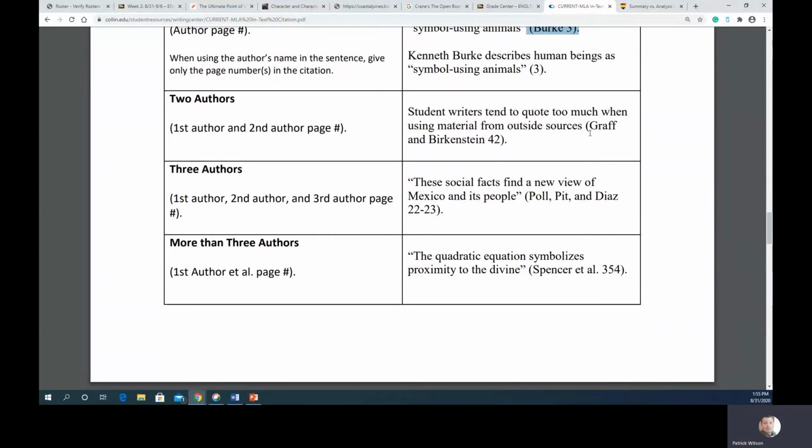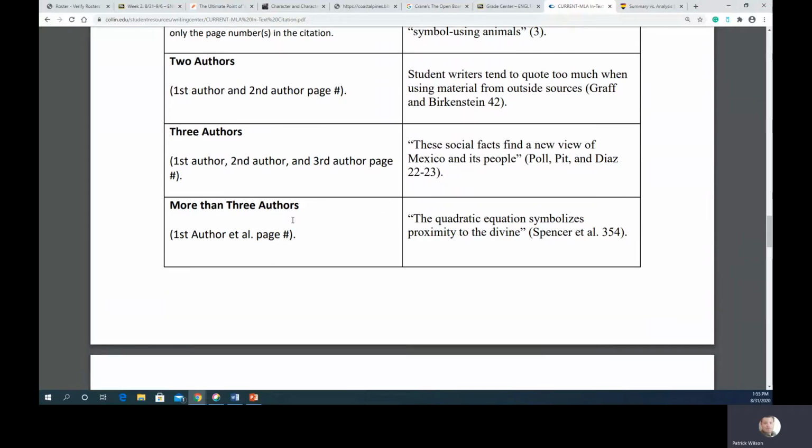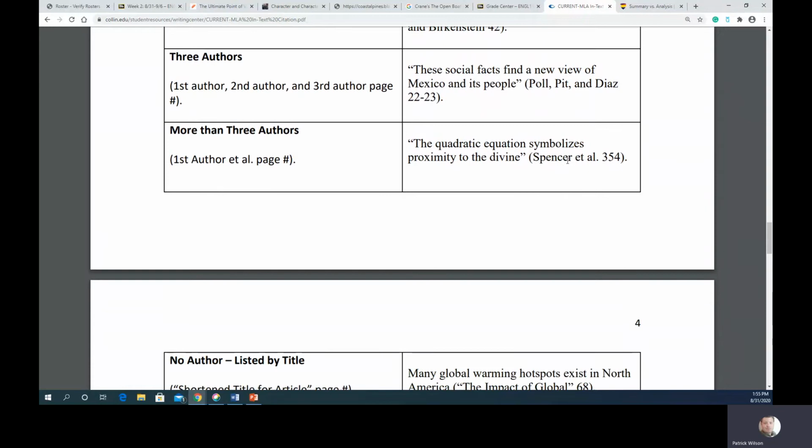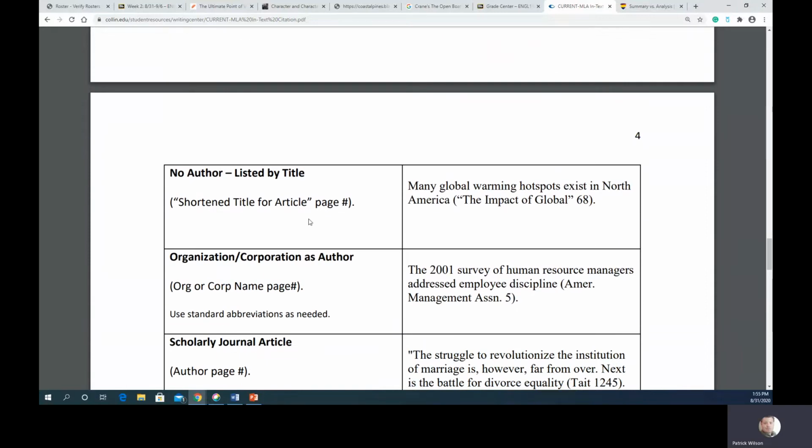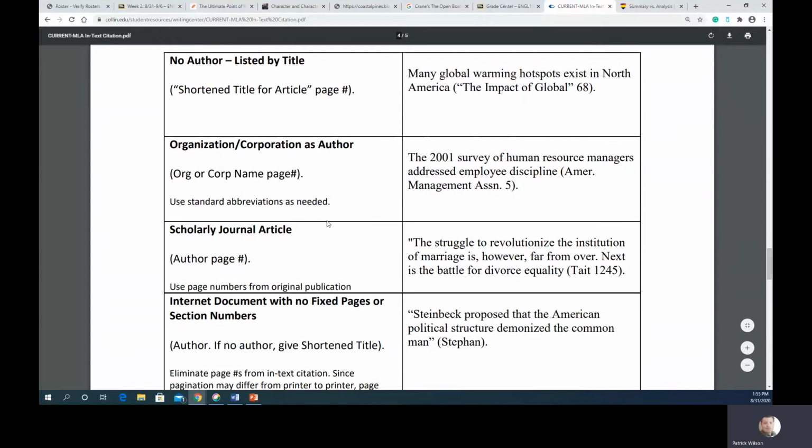If you have 2 authors, notice first author, second author, and page number, like we do here. If you have 3 authors, you list the 3 authors and the page number. If you have more than 3 authors, you mention the first author, then you use "et al." because that's talking about "and more." We know that there's more than 3 authors, and then you give the page number. If there's no author listed, you just give a shortened title of that work and the page number. Organization or corporation name, again, you can abbreviate where needed and give the page number.